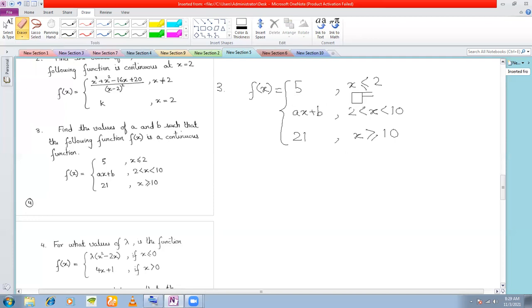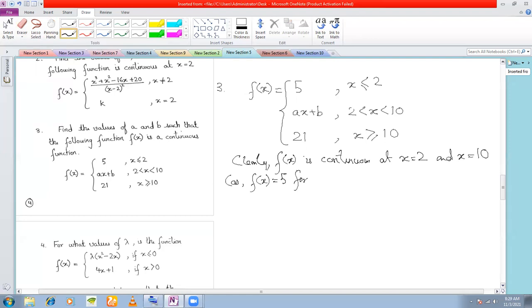So we'll use the fact here that we'll write first: clearly fx is continuous at x is equal to 2 and x is equal to 10, right? As fx is equal to 5, which is a constant function, and fx is equal to 21 for x equal to 10. Fine.